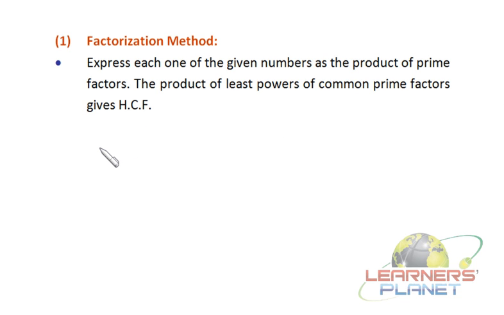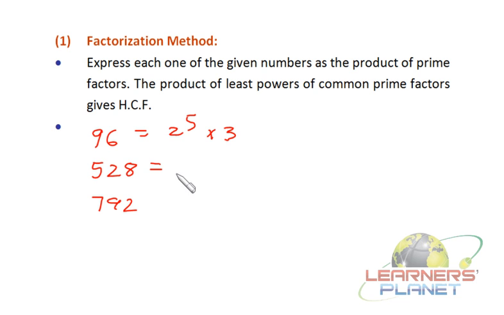Let's take one more example. I have the numbers 96, 528 and 792. Let's go for the prime factorization of each one of them. 96 can be written as 32 into 3, that is 2 raised to 5 into 3.